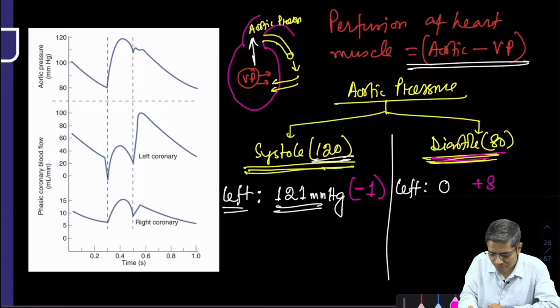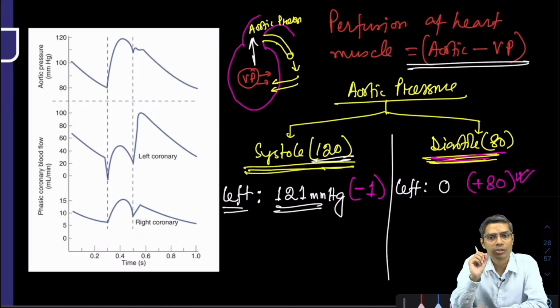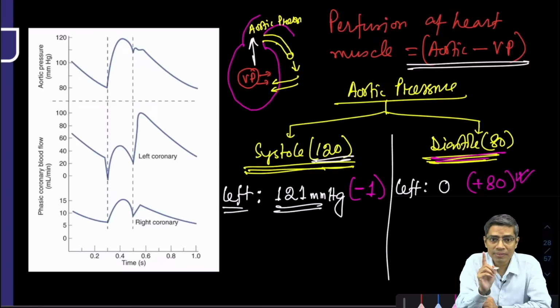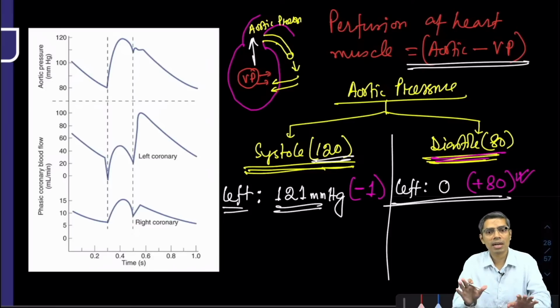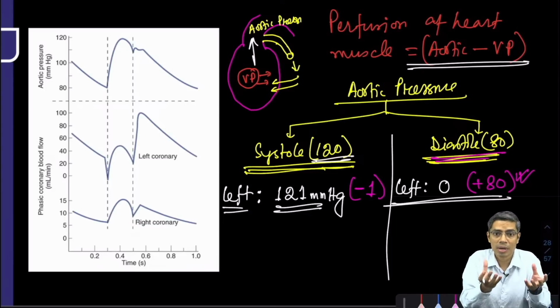So, what is the pressure difference? Plus 80. Plus 80 means perfusion of the muscles of the heart is going to happen. That is why we say that in case of left ventricular muscles, the left ventricular muscle gets its blood only during the diastole, no blood during the systole. Ventricular wall, ventricular muscles, myocardium.